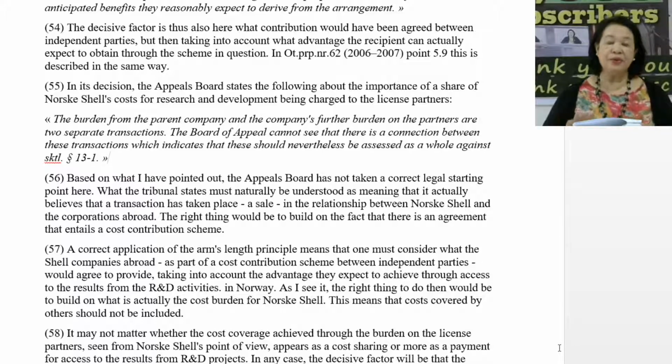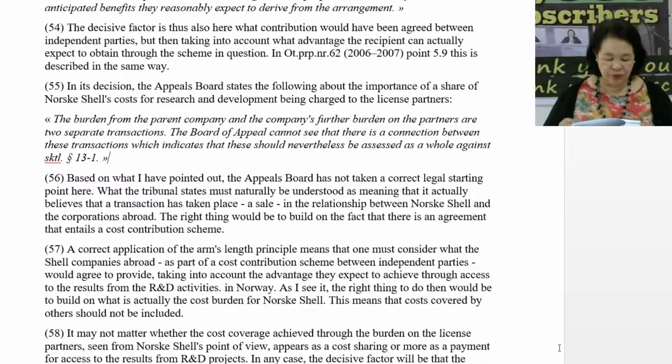So what is their point here? The cost of the research and development charged to the other partner and not only to Norske Shell, no? So the income of Norske Shell became smaller.